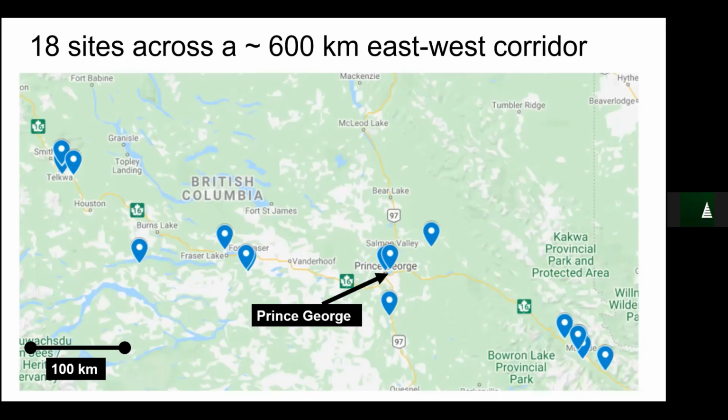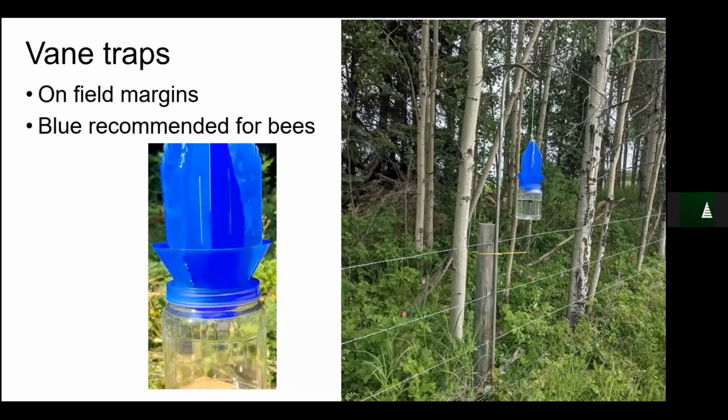These represented a variety of production systems, but slightly more than half were forage crop producers, largely alfalfa. We used a couple of different trapping styles. We used vane traps, which hang on a pole at the side of the field. Essentially we're using color to attract pollinators. This is a nice general trapping method for pollinators.